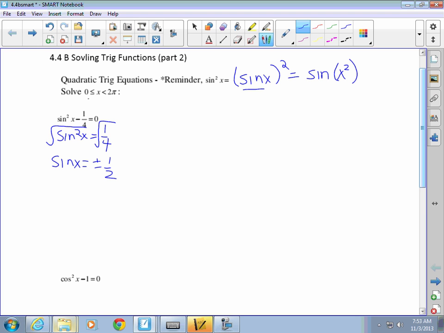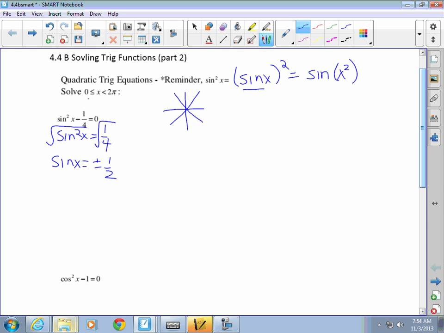So sine, using your CAST rule, is positive in, sorry, I'm just forgetting my train of thought here. Sine is positive in quadrant 1. It's positive in quadrant 2. It is negative in quadrant 3, and it's negative in quadrant 4. So I have 4 possible solutions for this.